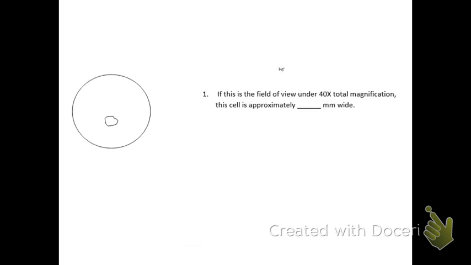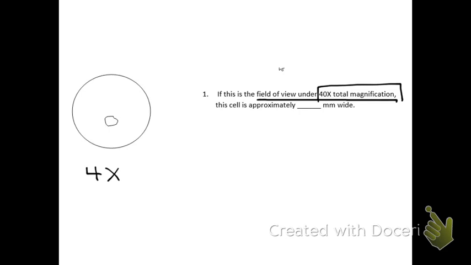This represents one of the problems that you are going to be asked to figure out here. So let's read this, work through this together, and that will end our conversation today. So the question is asking, if this is the field of view under 40x total magnification. So what it's saying is that this circle on the left represents what you're seeing when you look through the microscope and you're using the 4x objective. Remember, this is 40x total magnification. So you're using the 4x objective.